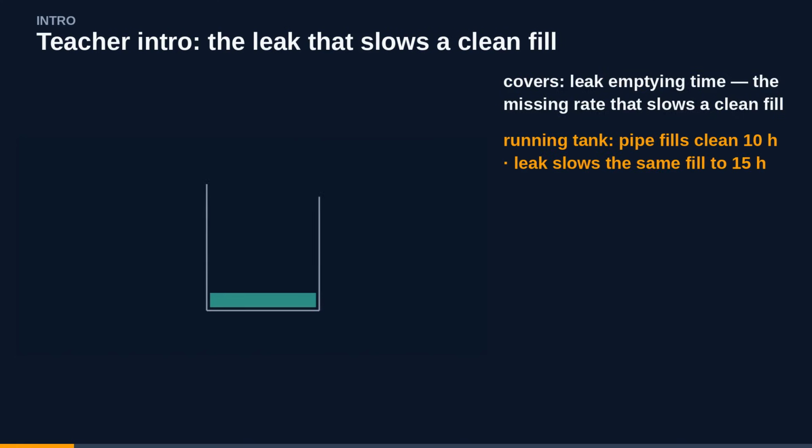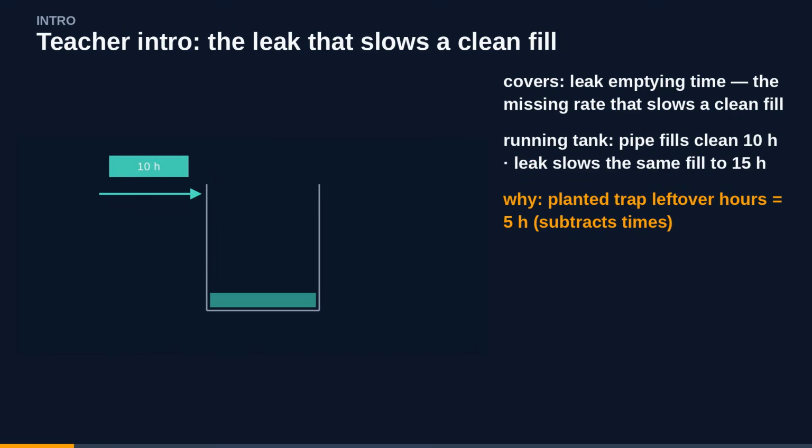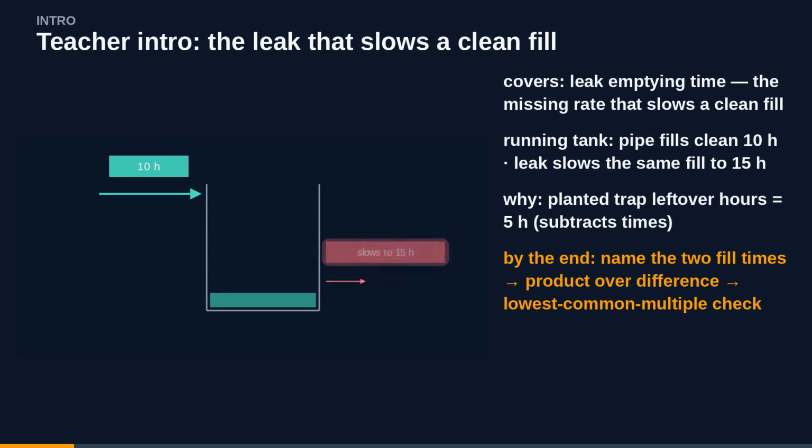Today, let's learn how long a leak takes to empty a tank on its own. SSC CGL loves this setup. A pipe fills a tank cleanly in 10 hours, but a leak in the wall slows the same fill to 15 hours. The first wrong move is to subtract the 2 times and get 5 hours, as if the leak emptied the tank in the leftover time.